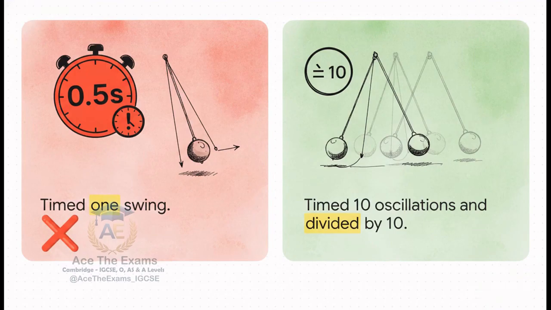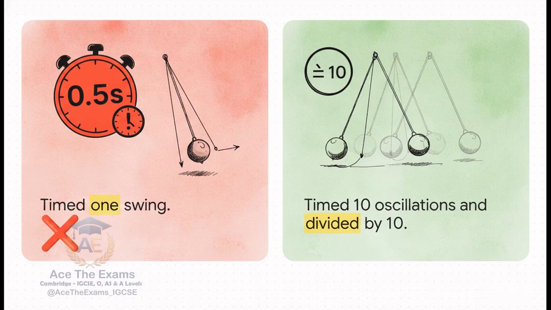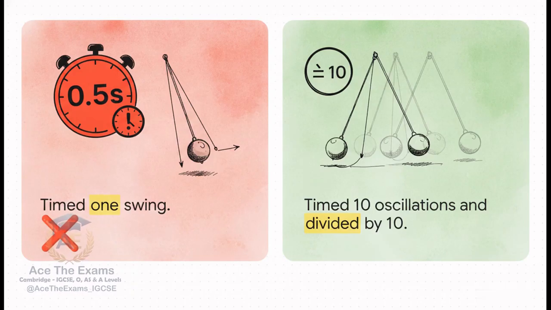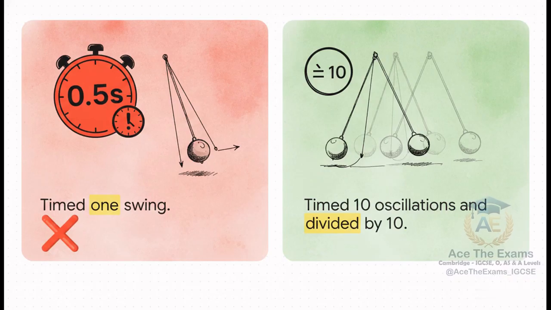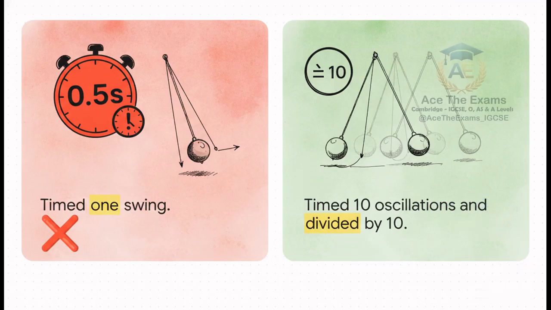Here is the exact examiner correction. You absolutely cannot time just one single swing, because that 0.5-second human reaction time penalty will completely skew your data. The correct high-mark approach is measuring a multiple. The improved answer reads, "Timed 10 oscillations and divided by 10 to find the mean period." Timing multiple oscillations is absolutely mandatory to mitigate that human error and prove to the examiner that you truly understand the concept of reliability in practical physics.